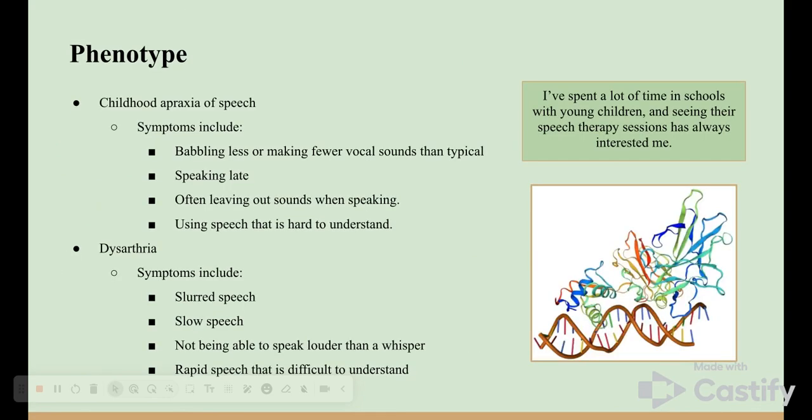The phenotypes of this gene are childhood apraxia of speech, dysarthria, and challenges with articulation, grammar, and fine motor coordination. Symptoms for childhood apraxia include babbling less or making fewer vocal sounds than typical for their age, speaking late for their age, often leaving out sounds when speaking, and using speech that is hard to understand. Symptoms of dysarthria include slurred or slow speech, not being able to speak louder than a whisper, or rapid speech that is difficult to understand.